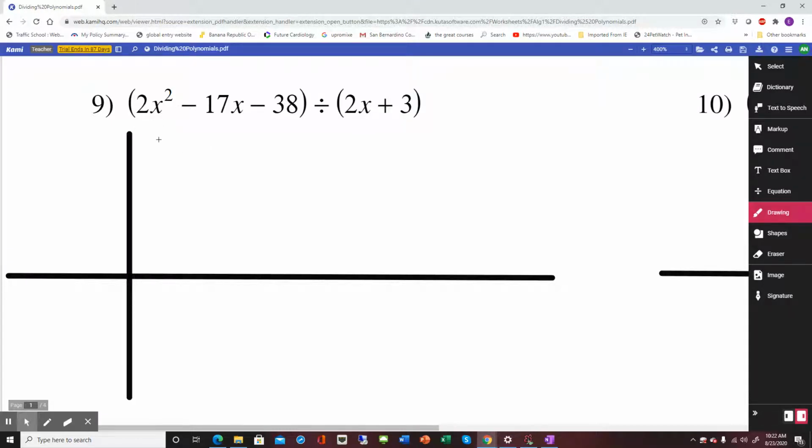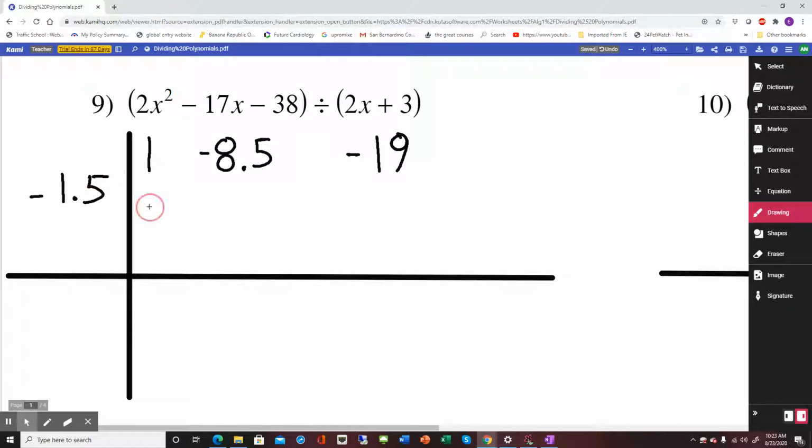So that means this 2 is going to turn into a 1. This negative 17 is going to turn into negative 17 divided by 2, which is negative 8.5. And then this negative 38 is going to turn into a negative 19, okay? And now we're going to divide this by 2, so we have x. Then we divide this by 2, so we have 3 halves, which is positive 1.5. So we need to put a negative 1.5 here.